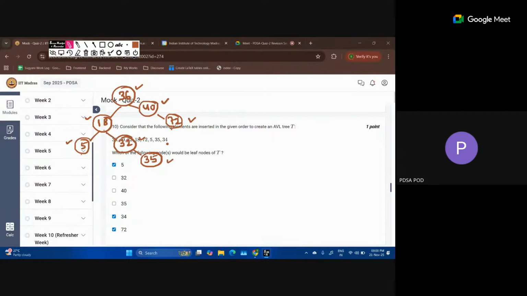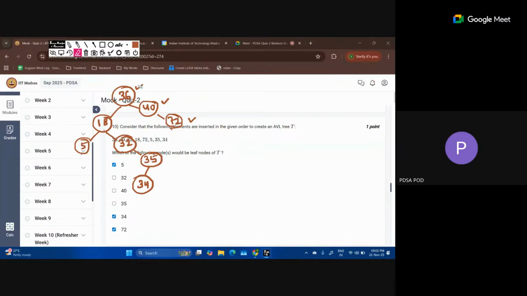Okay, then we go to 34. Now for 34, we compare 36 and 34. 34 is less than 36, so we go to its left child. 34 and 18, we compare. 34 is greater than 18, so we go to its right child. 32 and 34, we see that 34 is greater than 32, so we go to its right child. 35 and 34, we see that 34 is less than 35, so we add 34 as the left child of 35.